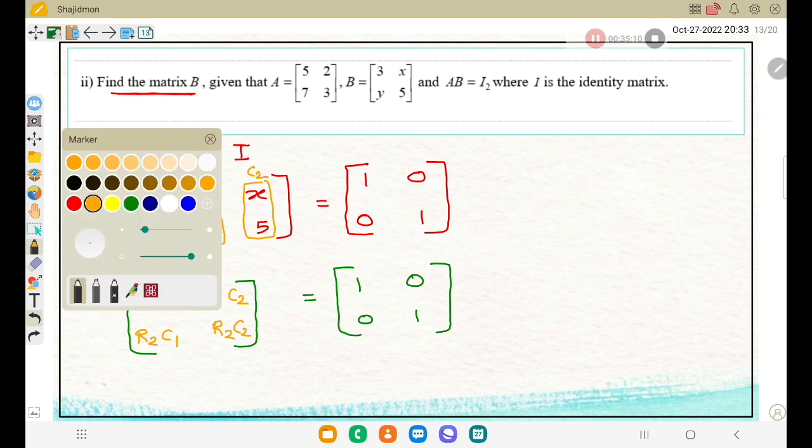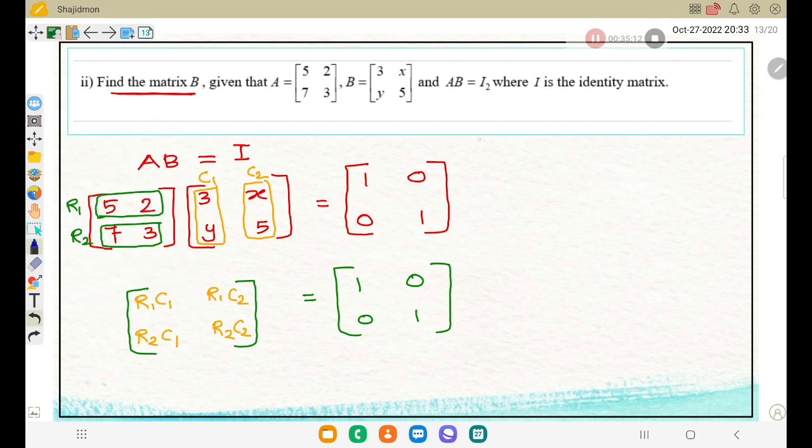Okay, so these four numbers we need to calculate separately. First we need to do R1, C1. R1 means first row, 5, 2. Multiply column number 1, which is 3, y. Correct?